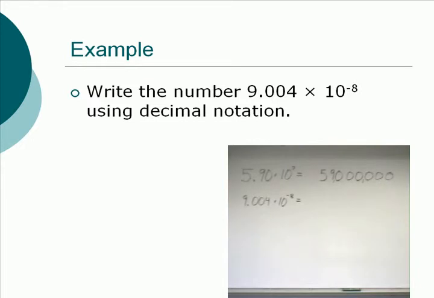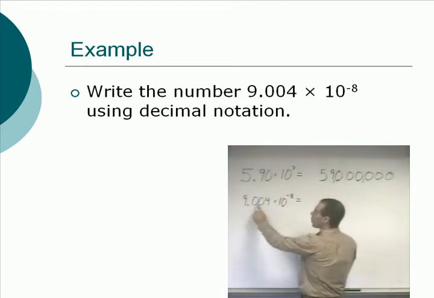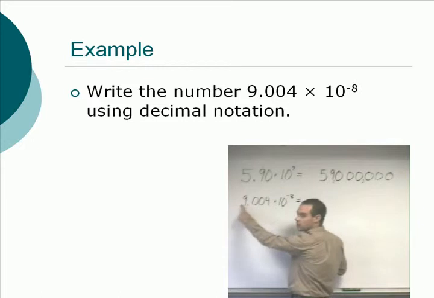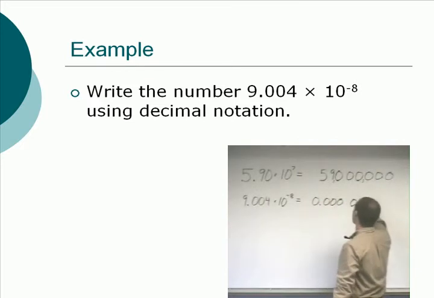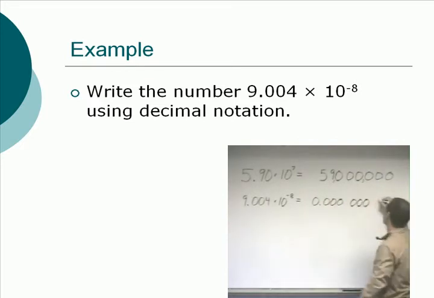Well, negative exponent must be a small number. We're going to have to move that decimal point in such a way that the number is very small, that it's going to have to be to the left. We can move it 1 spot to get it in front of the 9, and then we're going to have to put 7 more zeros in front of that. So 1, 2, 3, 4, 5, 6, 7. There's our 7 zeros. And then 9, 0, 0, 4. 0.00000009004.